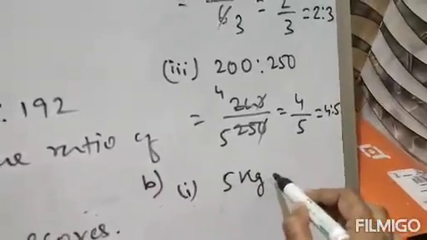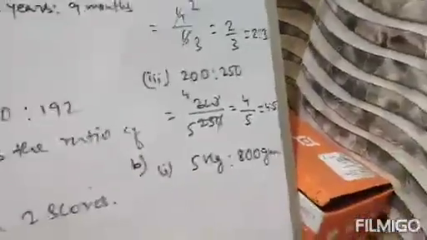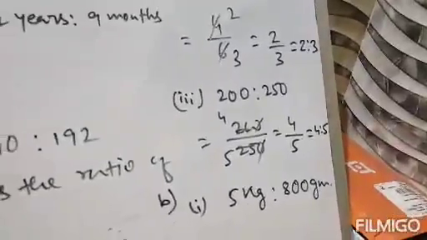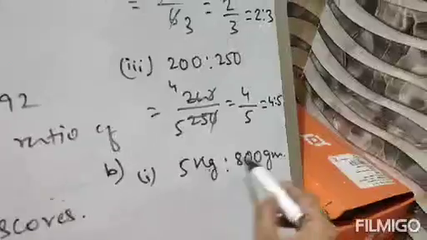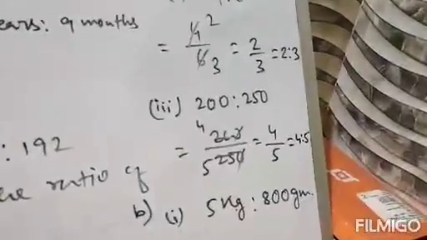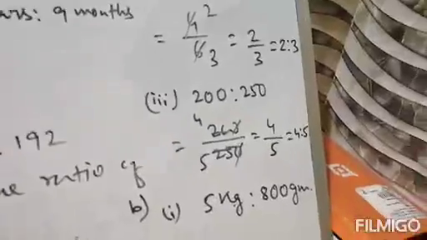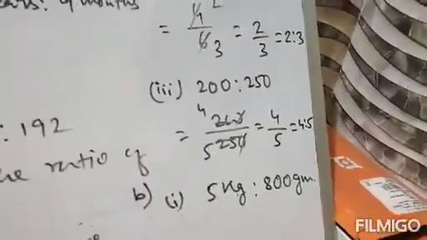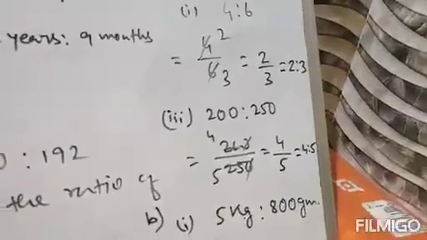5 kg is to 800 gram. Now see, you cannot express this in simplest form because the units are different. Here it is kg, here it is gram. So first you have to equate these two parts. That means the unit should be the same. Either you convert this gram into kg or you convert this kg into gram. Clear? You can do either.